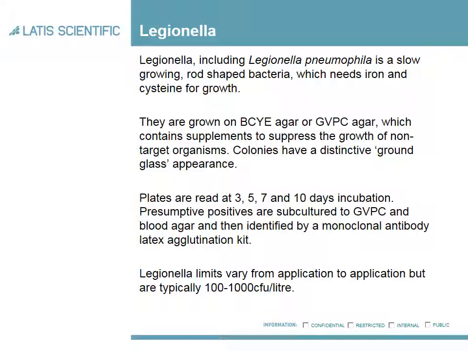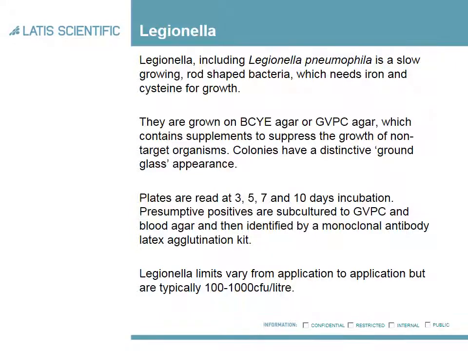emailed through to you. Legionella limits will vary based on risk assessments and application, but typically a result of CFU per litre should trigger a review of your control measures, and 1,000 CFU per litre would trigger action in your water safety plan.